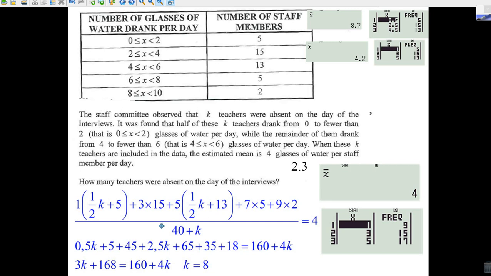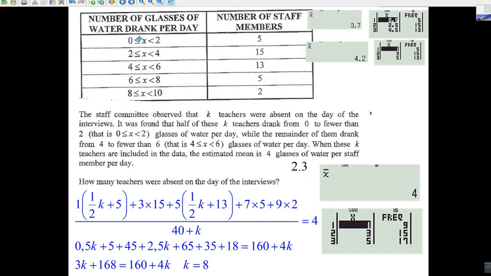Well, you just multiply this out, and what you get is 0.5 K and 2.5 K. You get 3 K on this side. All the numbers add up to 168. And you've got 4 K on this side. So you went 40 plus K times 4 is 160 plus 4 K. And then you just subtract 3 K, subtract 160, and K is equal to 8. There's your answer. Now, here's the funny thing about this question.